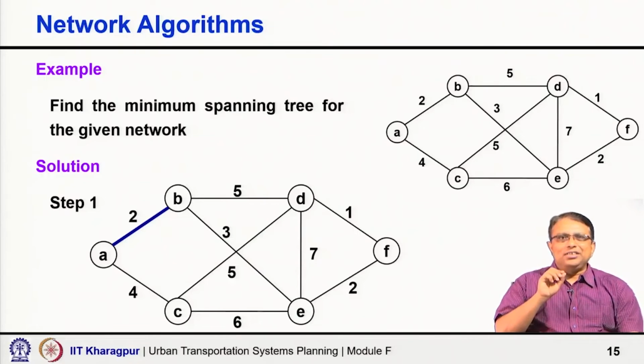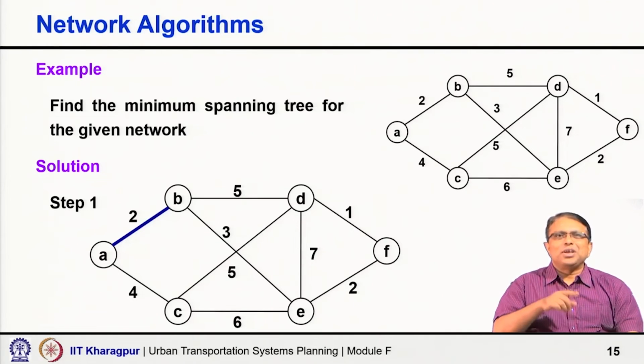So, node A is connected to B and A is connected to C. A to B the cost is 2. A to C the cost is 4. I have not explored any other node, because I have just started from A, I do not know the remaining part of the network. So, A B 2, A C 4 are the two alternatives. Which one is minimum? A B. So, I connect it to B.